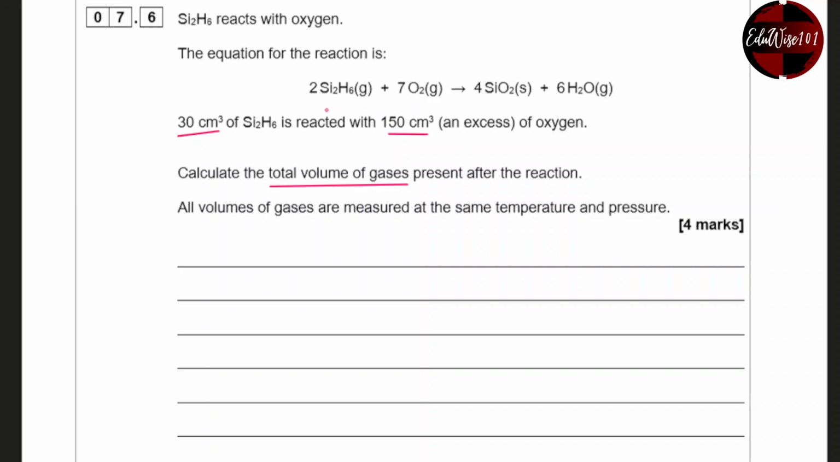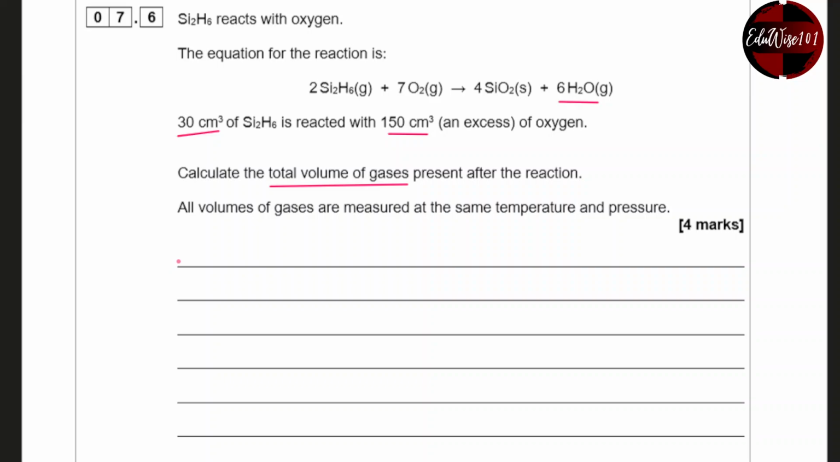So after the reaction, how much is going to be present? You will need to work out how much of the oxygen is actually reacting with this 30 centimeter cube of SiH6, and take that away from 150. That will be the excess part that is remaining, and add that to the 6 moles of water that is also formed. So let's try and do that.